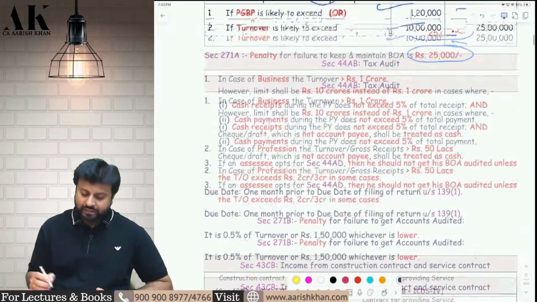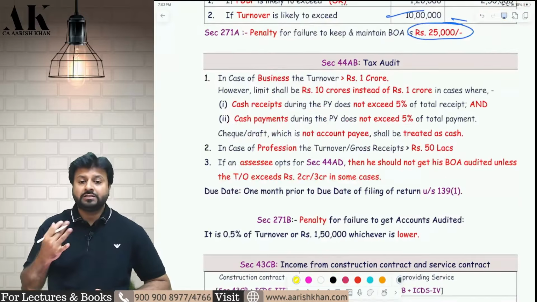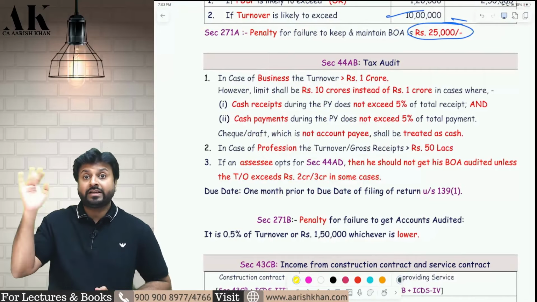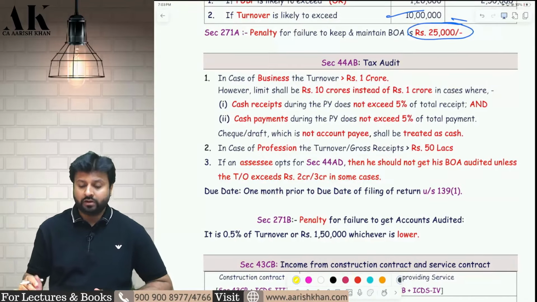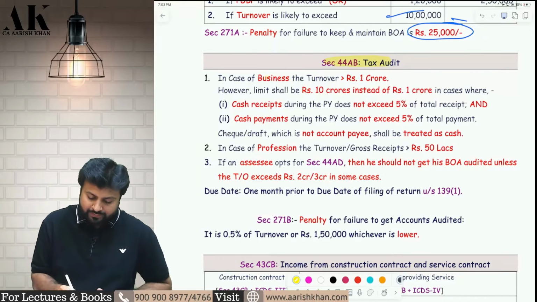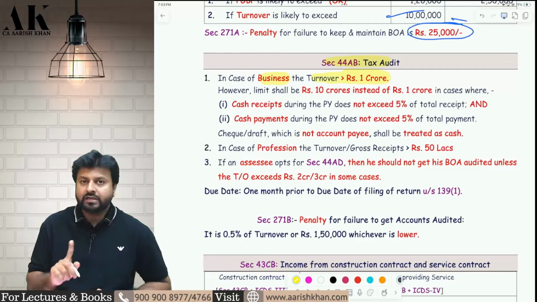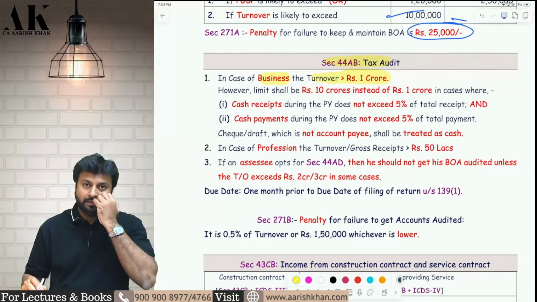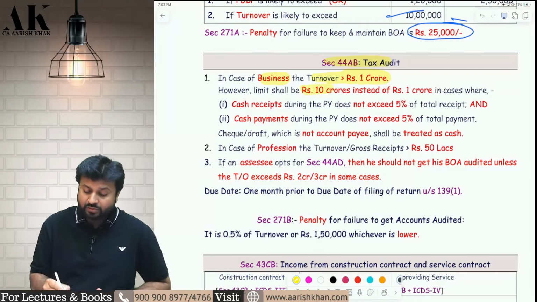Now let's talk about the next section, which is a very important section for us academically as well as practically, and it is also important in the chapter of tax audit. Tax audit is a separate chapter which we will do later on. That is 44AB. Who is liable for tax audit? If you are doing business and if your turnover is more than 1 crore, then you are liable to do tax audit. But for some businesses, the government has increased the limit to 10 crore.